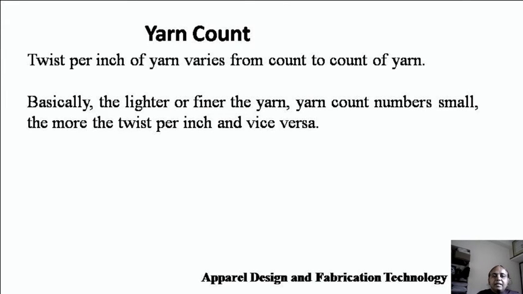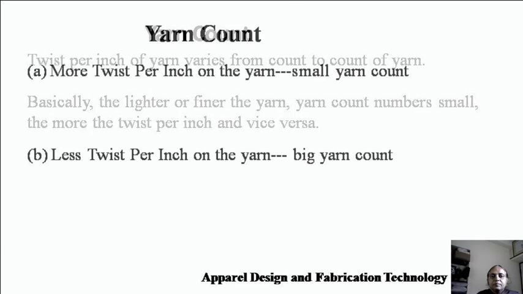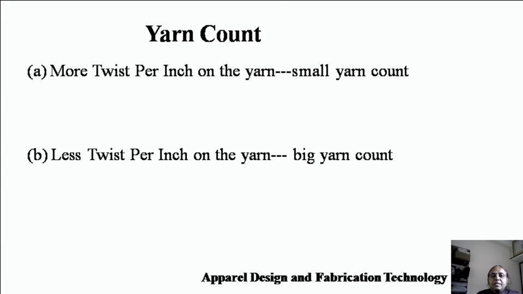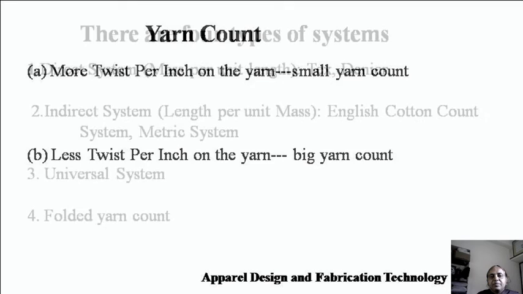So, a direct relationship: the more the twist, the finer the yarn, the stronger the yarn. In the same way, more twist per inch means finer or lighter yarn, and the yarn count will be small or less. More twist per inch on the yarn, small yarn count. Less twist per inch in the yarn, big yarn count.